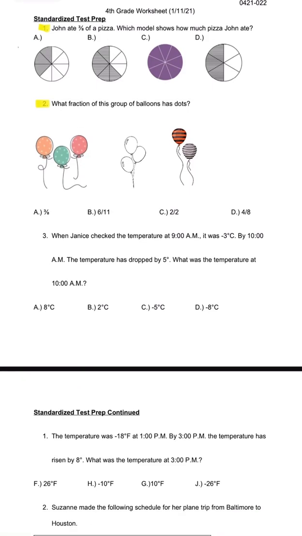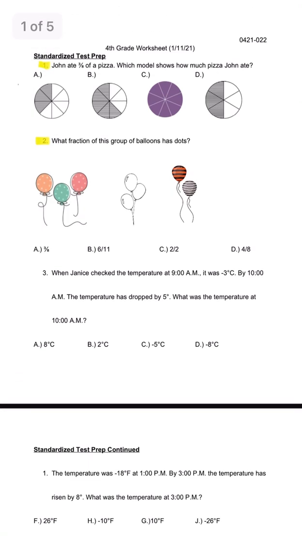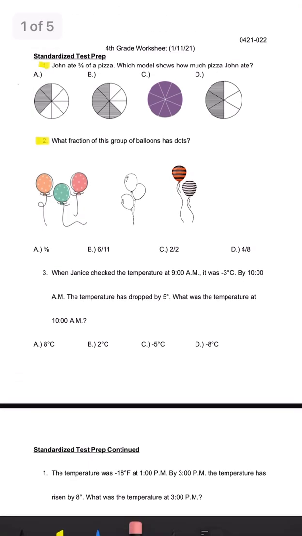Hey guys, my name is Ashley and today we'll be going over the 4th grade worksheet lesson 22, and I'll start with standardized test prep. Just like usual, I'll be solving all of the highlighted problems, so just go ahead and follow along.